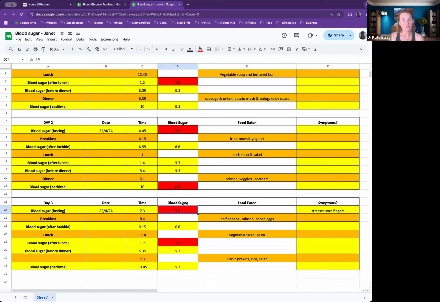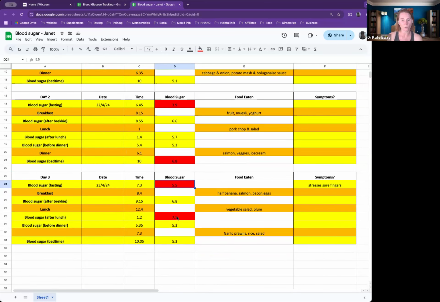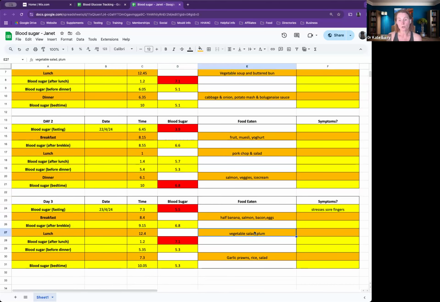So the 5.5 is likely to be elevated because of that previous night's 6.8. So that then tells me it's not as important, that 5.5, because it's explained by the night before. Okay, so I would just move on to this next one, which is another 7.1, again, a vegetable salad and a plum. My recollection is that this vegetable salad was just typical salad stuff. There was nothing really obvious that would contribute to an elevated blood glucose.